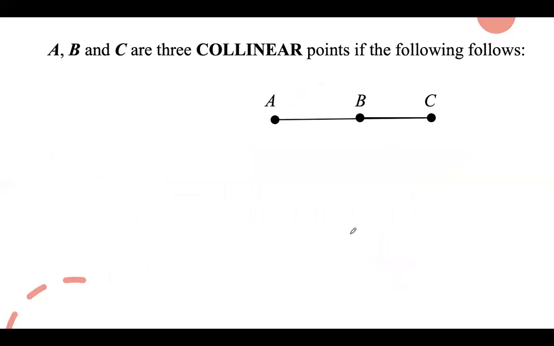The next one you need to know is collinear. What is the meaning? If you refer to this diagram, collinear means A, B, and C are located in one line. So how to prove A, B, and C are collinear? There are 3 points you must prove.